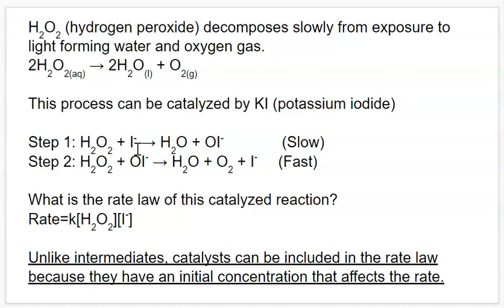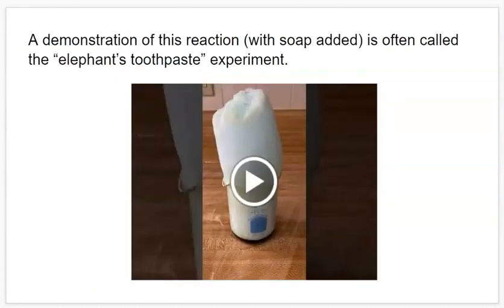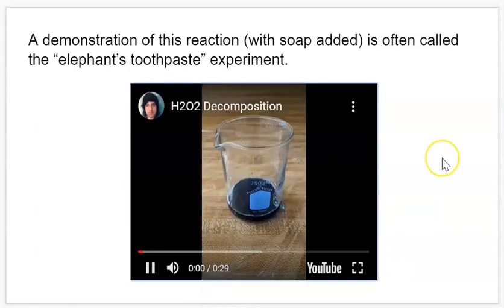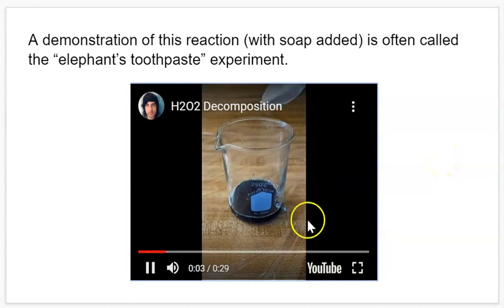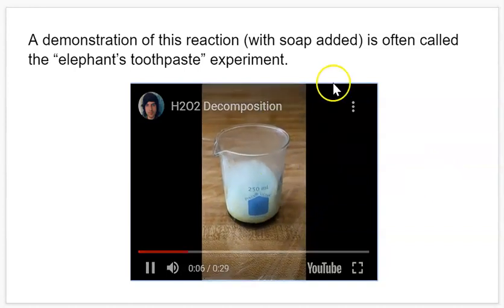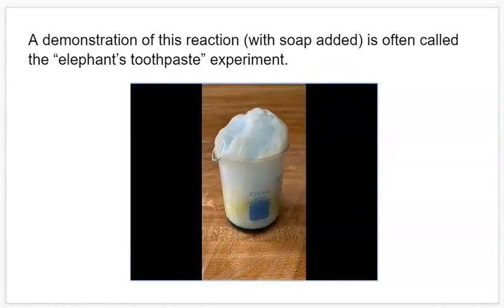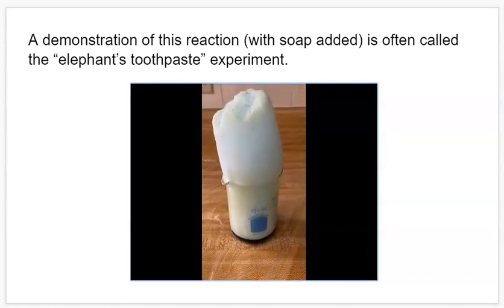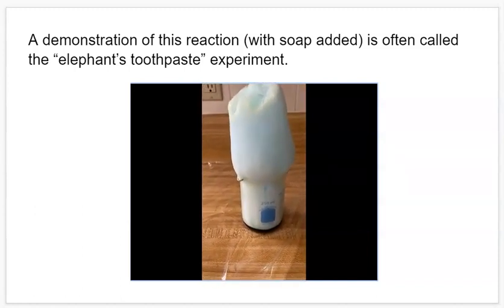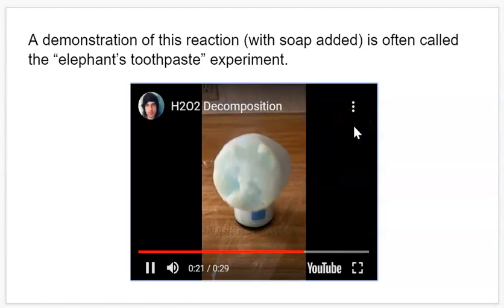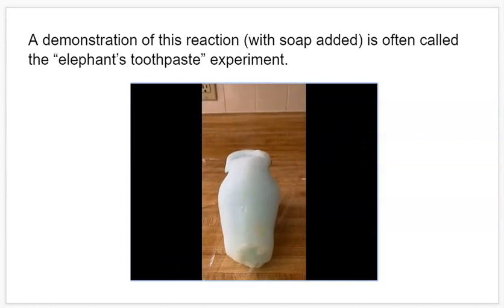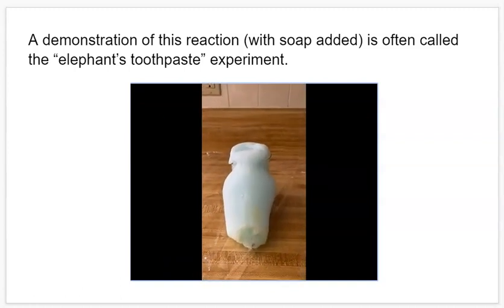And I've actually made a video demonstration of this reaction to kind of further show this point. So usually with the elephant's toothpaste reaction, we add soap and food coloring, and this is what it looks like. So we have the hydrogen peroxide with food coloring and soap in it. I added some potassium iodide. You can see it starts to foam up from the rapid production of oxygen gas. And that creates this big foaming effect that you might be used to seeing from internet videos. I did it on kind of a small scale, but it's still kind of fun to watch.